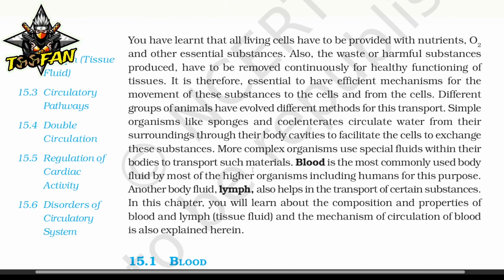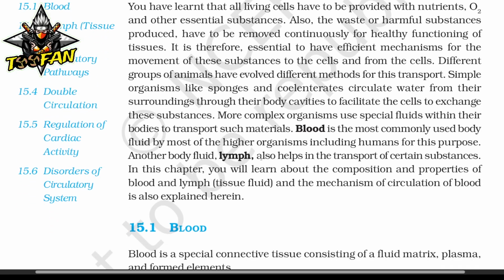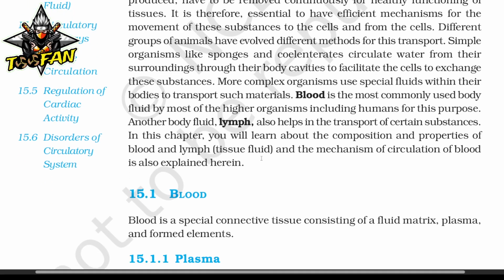Blood is the most commonly used body fluid by most of the higher organisms, including humans, for this purpose. Another body fluid, lymph, also helps in transport of certain substances. In this chapter, you will learn about the composition and properties of blood and lymph (tissue fluid), and the mechanism of circulation of blood is also explained herein.